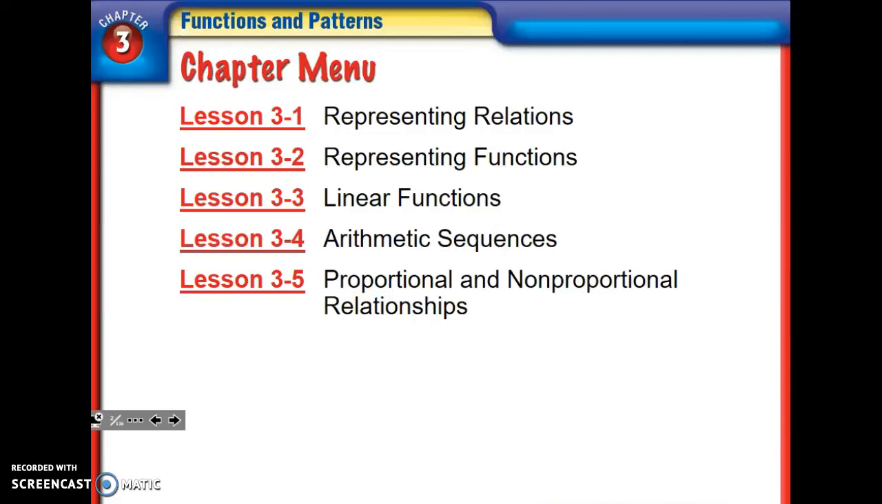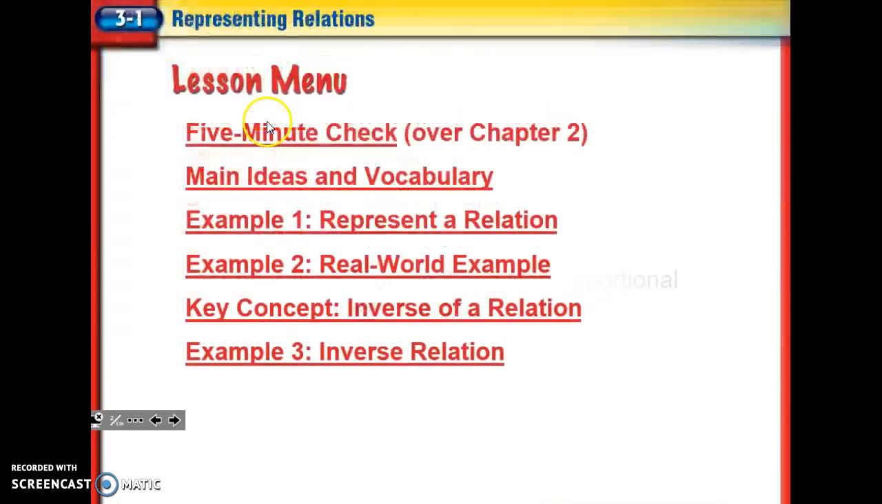Today we're beginning Chapter 3 of Linear Algebra. Chapter 3 is a short chapter, and we're going to be completing the following topics. Lesson 1, representing relations. Lesson 2, representing functions. Lesson 3, what is and isn't a linear function. Lesson 4, arithmetic sequences, how to write an equation and solve. Lesson 5, proportional and non-proportional relationships. And today we're going to start by talking about relations.